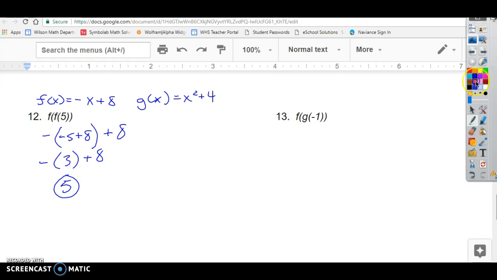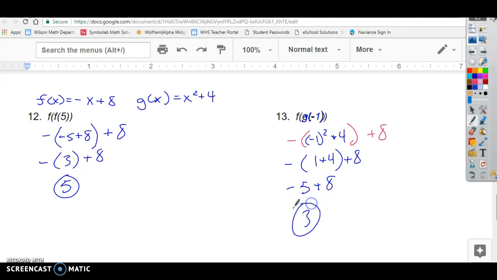Over here, I'll do f first, which would be negative blank plus 8. I'll do the g of negative 1 in blue. So this will be negative 1 squared plus 4 inside parentheses. So this would be positive 1 plus 4. So this will be negative 5 plus 8, which is 3.